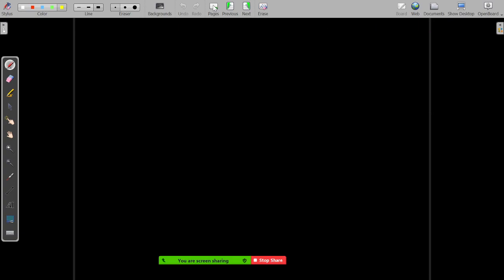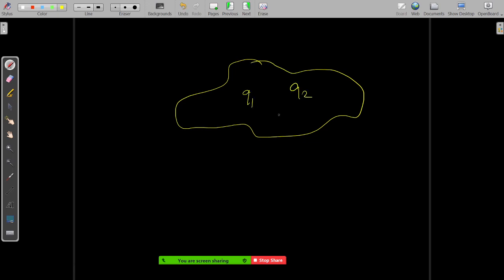Okay, so let's say this same surface. Now this is arbitrary. There are some Q1 charge, Q2 charge, Q3 charge in here, and there are some outside charges also. So how do you calculate the total electric field?